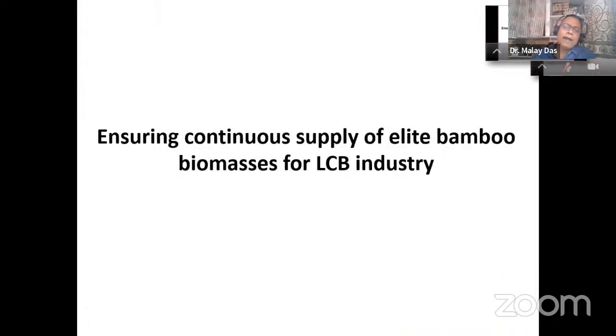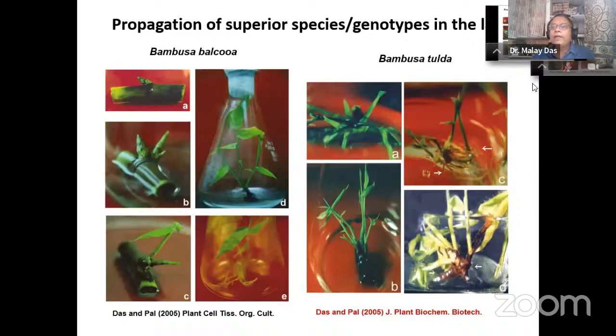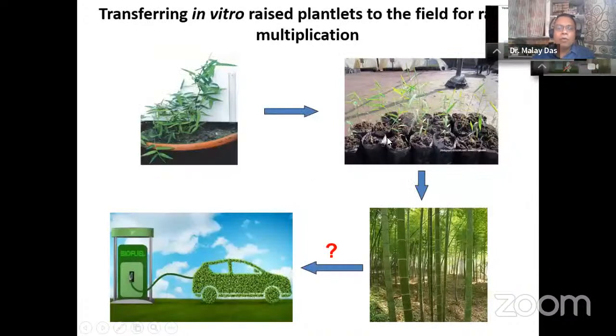Now, once we have identified elite bamboo species and genotypes, then if we want to think about the bioenergy sector, we want to develop a method, a protocol to continuously propagate that superior genotype or species. And of course, tissue culture is the immediate method to do that. And we already standardized for these species many years ago the in vitro propagation for both Bambusa balcooa and Bambusa tulda. And once we have standardized the in vitro propagation method, then we could successfully transfer them to the field, which we call field acclimatization.